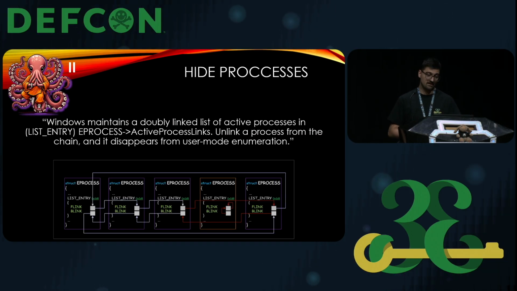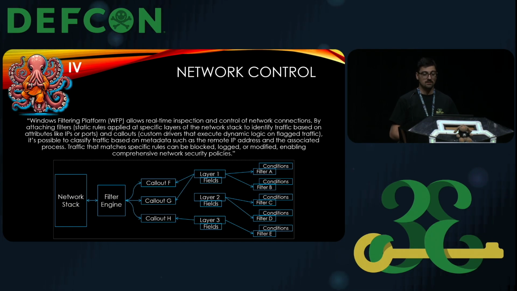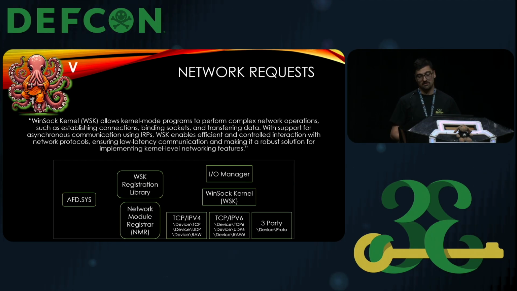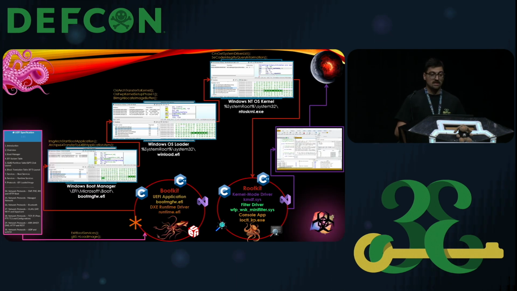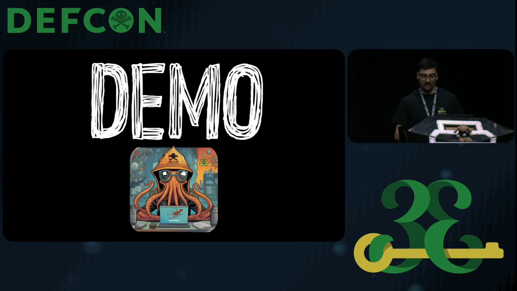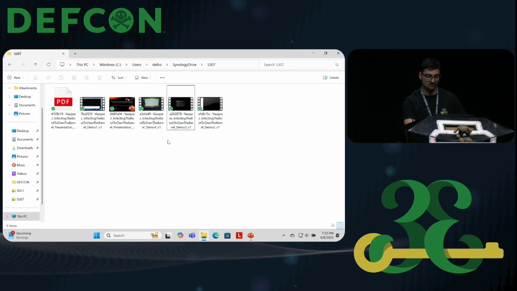So communication, kernel structure manipulation, keyboard filtering, network filtering, kernel level command and control, file system filtering, and of course the entire boot process infection chain we have been talking about, along with the security bypasses we mentioned at the beginning. All of that brings us here. And we're going to see the last demo, okay?